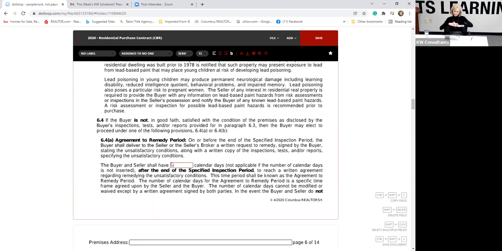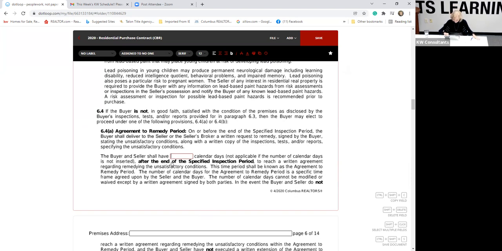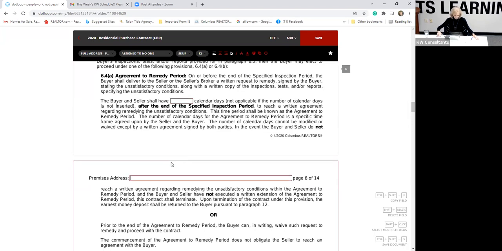So I want to back up a minute. In the inspection period of 10 days, you have 10 days to get it done. If you get it done in 5 days, and you go to the seller with some things you want done, their 5 days does not actually start until the 10 days is up. So don't think that they're going to get back to you within 5 days of your 10-day inspection period. Does that make sense? Yes.